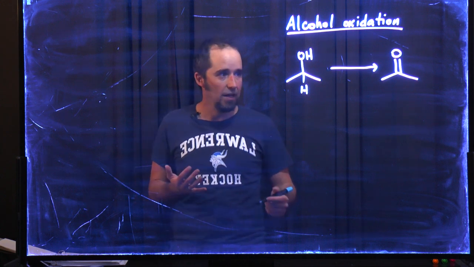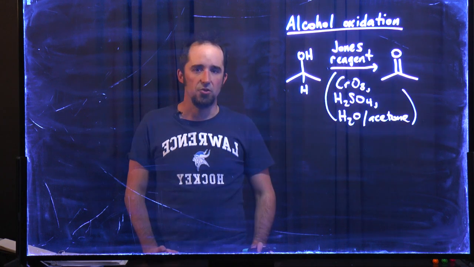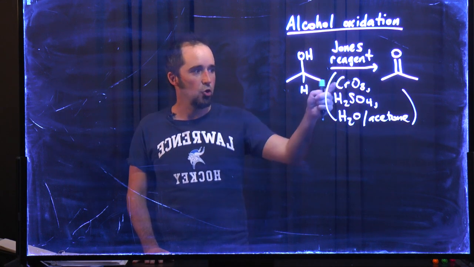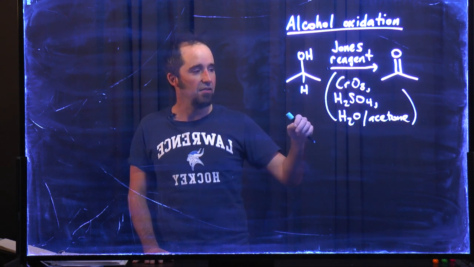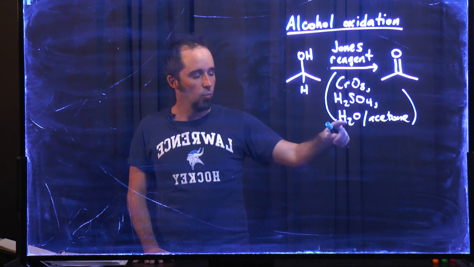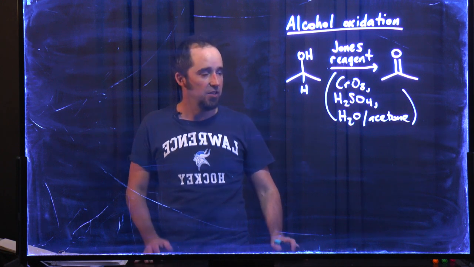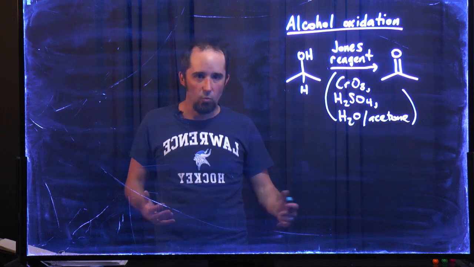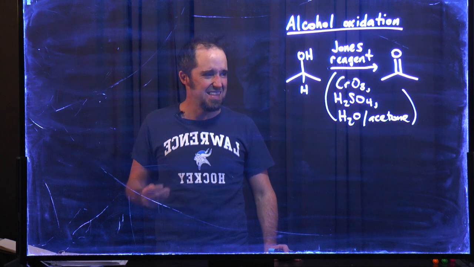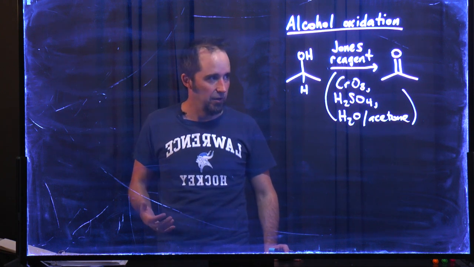So the old school way to do this would be to use something called the Jones reagent. So the Jones reagent contains chromium. It's chromium trioxide with strong acid, sulfuric acid, in water and acetone as the co-solvents. So this is usually made up ahead of time. We have some in our lab. It's this thick, red, viscous, death-looking liquid.